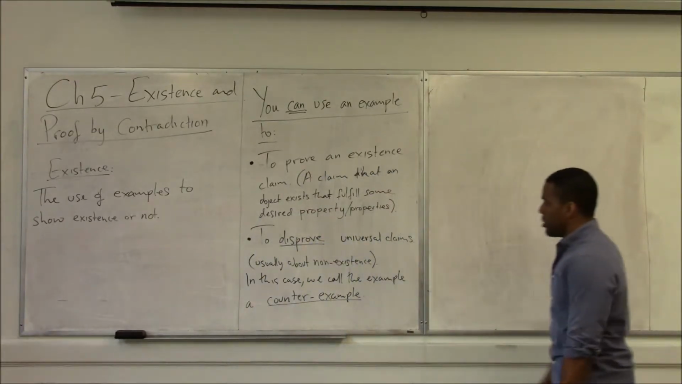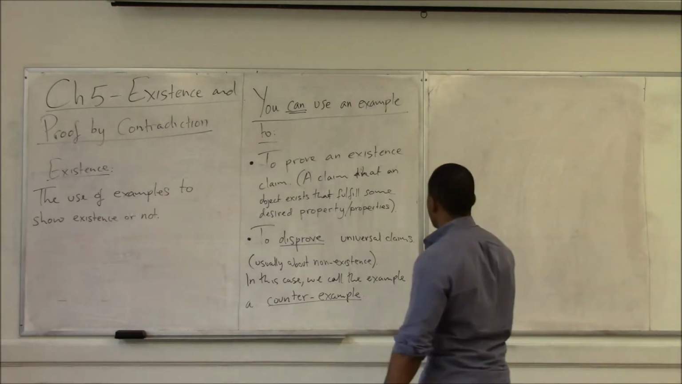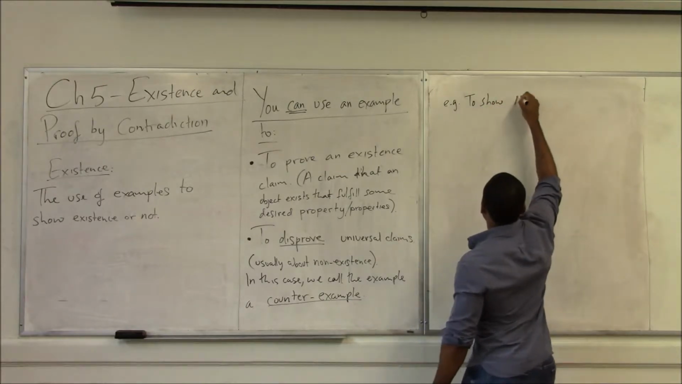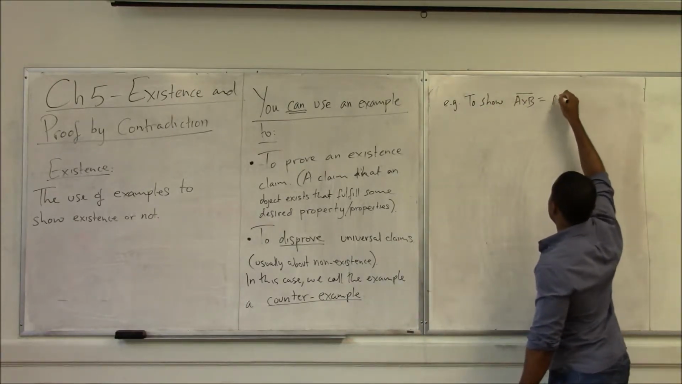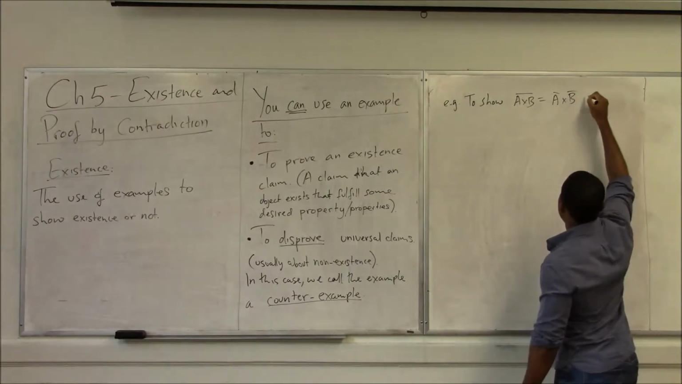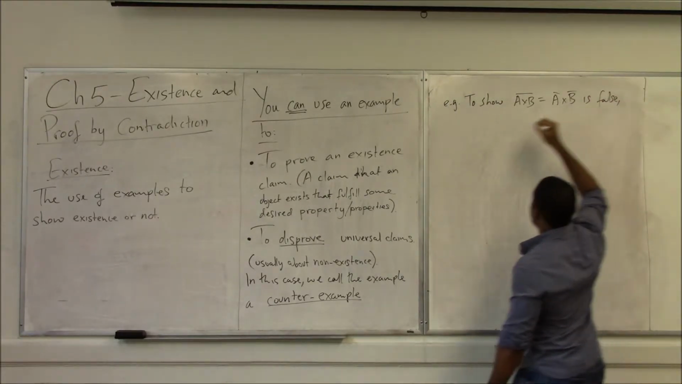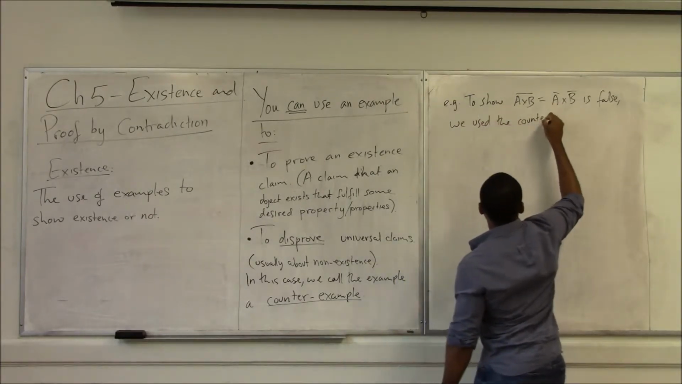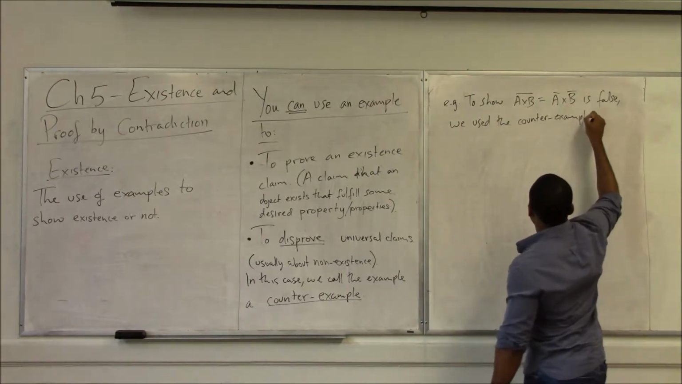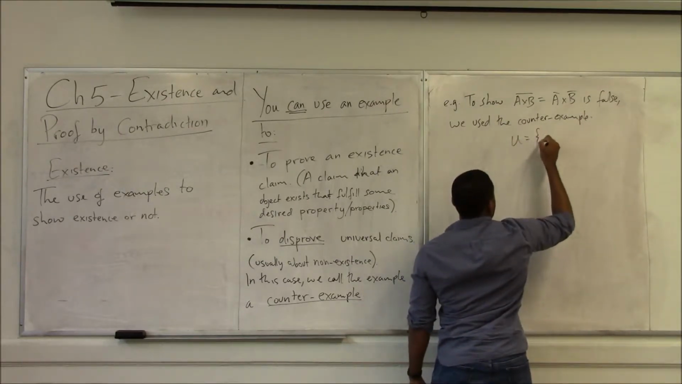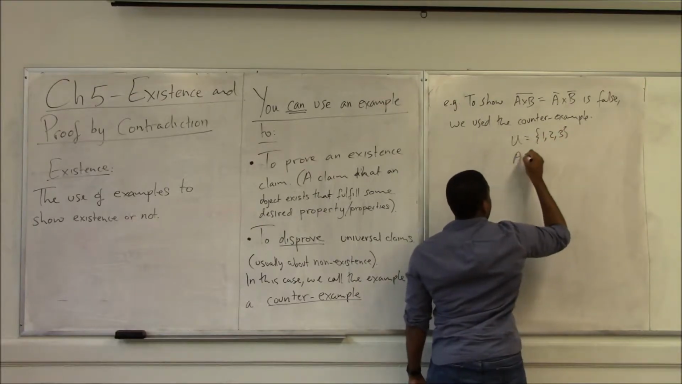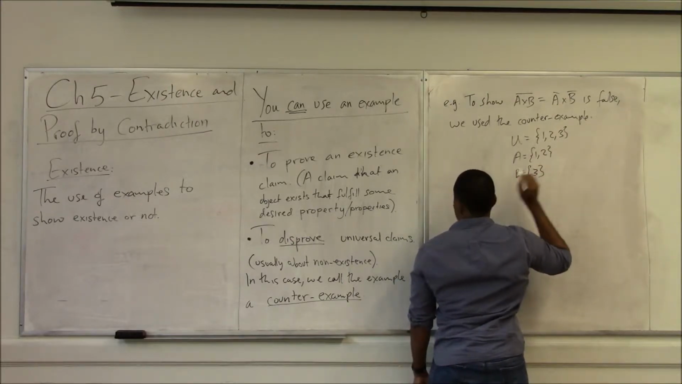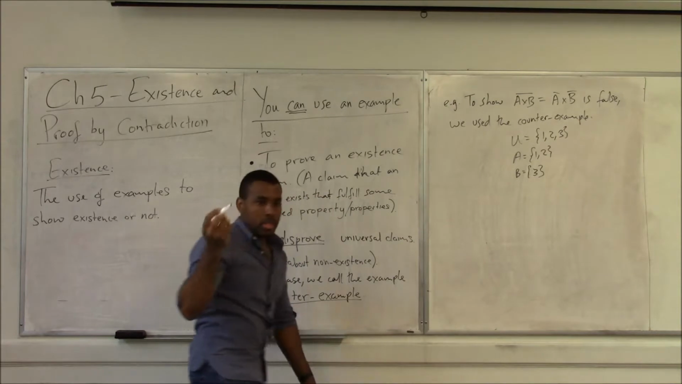So for example, to show that A cross B equals A, or B cross A, is false, we use the counterexample. Where we picked a set, U was, I believe, {1, 2, 3}. Our A was {1, 2}. And B was {3}. Was that it? Or something similar to that.